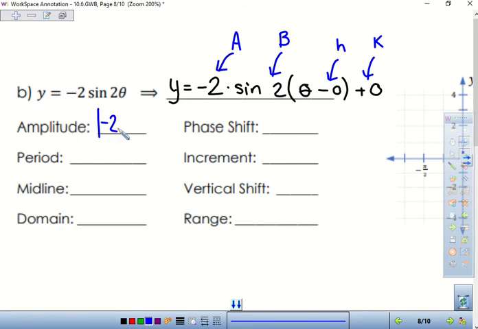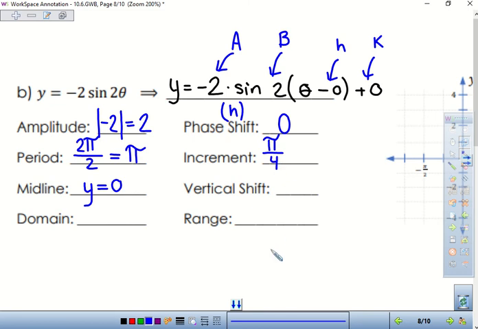Amplitude is the absolute value of a, which comes out to be what? 2. Good. The period is pi over 2 divided by b, which in this case just becomes pi. Good. The midline is y equals k, which is 0. Good. Phase shift, did we have anything affecting the h this time? Nope, it's 0. The increment is the period divided by 4.